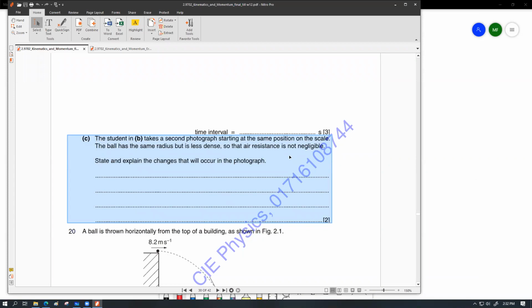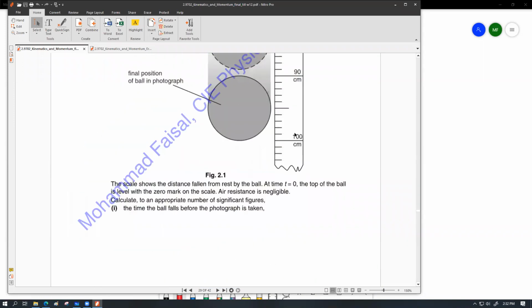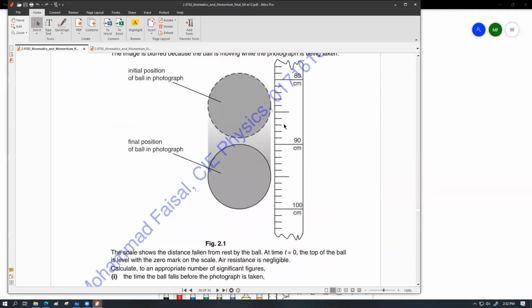State and explain the changes that will occur in the photograph. So what are the different changes you're going to see on the photograph? You have to mention that. And you would also have to mention why you would see that. This part is pretty simple.